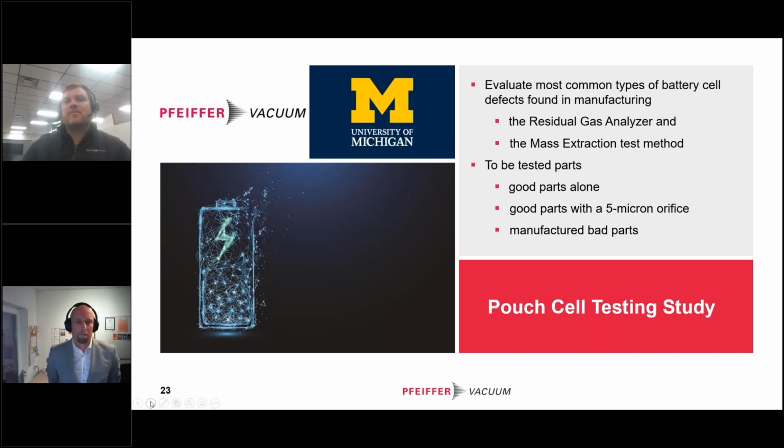They created several of those samples for us, which was excellent. And we used those. We tested good parts. We tested the bad samples that they made. We tested good samples along with an orifice to show what we would get from a part that has just a 5 micron pinhole. And we tested them with two different methods. We used mass extraction and we used a residual gas analyzer.